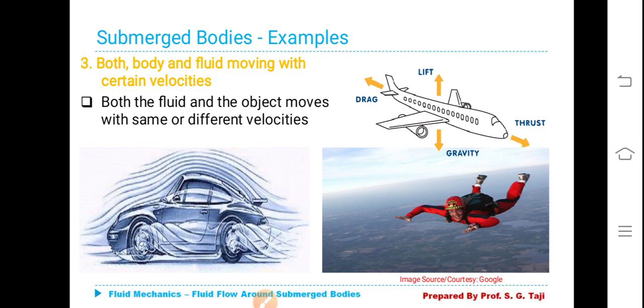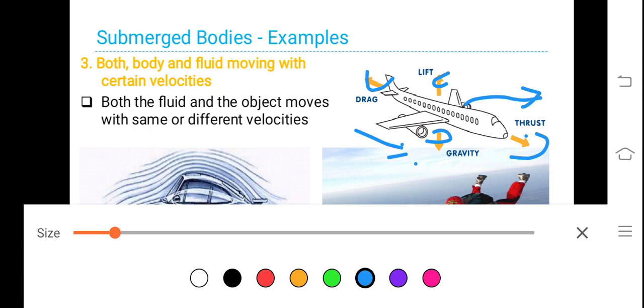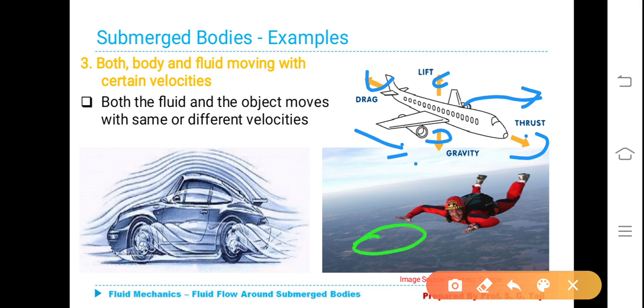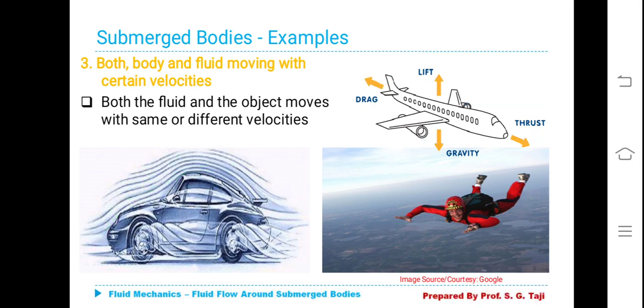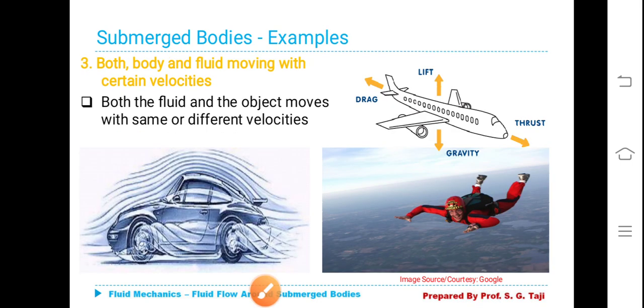Third, you see the figures. Both the body and fluid moving with certain velocities. Here you can see fluid is also moving in different directions, that is air, and the aircraft is also moving in one particular direction. Here water is flowing and a man is swimming. Means body is also moving, fluid is also moving. In this case you see, air is all around flowing and the body is also moving, that is the car, in one particular direction. You can see the car is also moving and air is also moving.